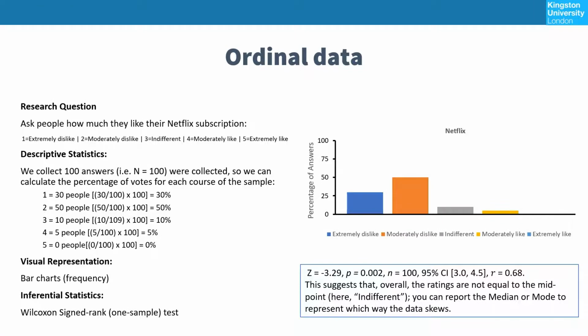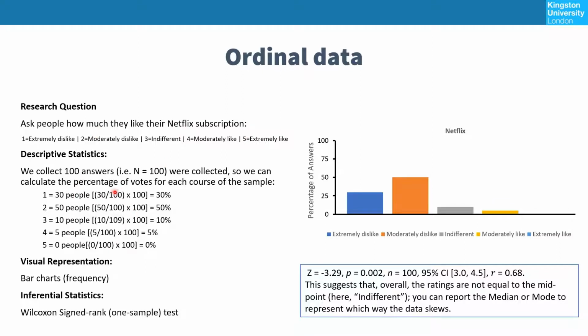For ordinal data, a typical research question might be asking people the strength of their preference for something. So for example, how much do they like their Netflix subscription? You might give them options ranging from extremely dislike to extremely liking their subscription. Let's say you collected 100 answers with this particular question.